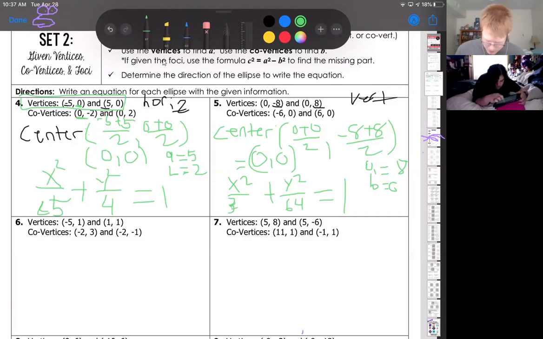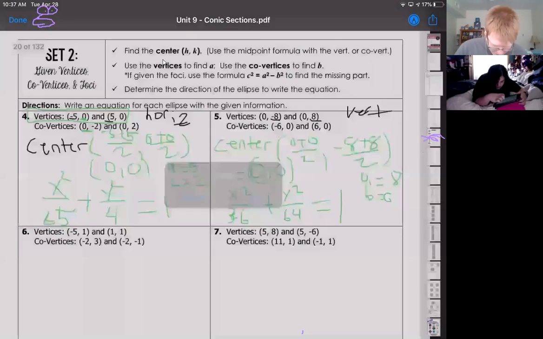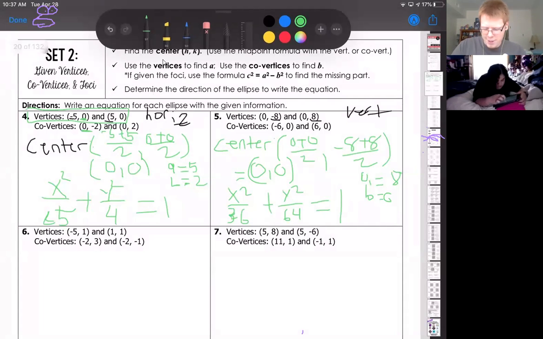The stylus keeps falling apart. Oh, I need to mess with this. So the 36 would go underneath your other one. Let's see.